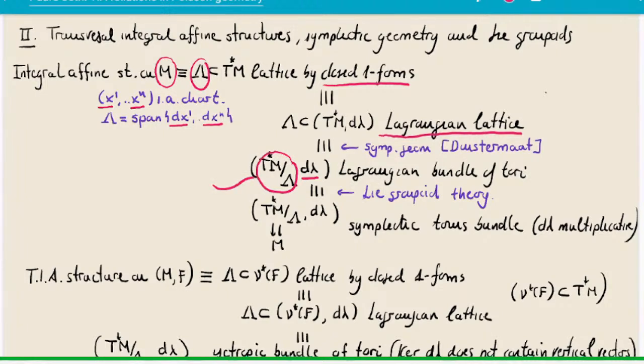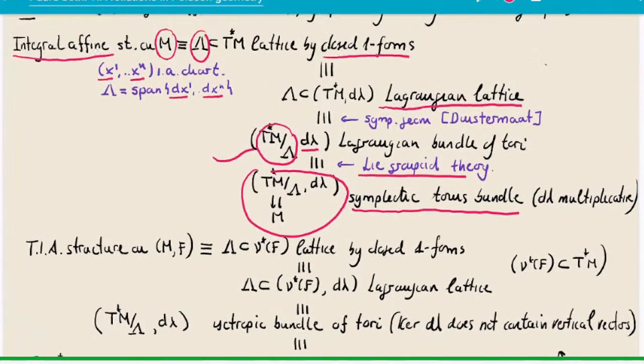All right. So what's the result? What's the end product that we get here? This quotient of the cotangent bundle by the lattice. Well, that's an object that is well known in Lie groupoid theory because that's a torus bundle. That's a Lie groupoid, and then it comes with a symplectic structure that is compatible with the multiplication of the Lie groupoid. It's what we call a multiplicative symplectic structure. So that symplectic torus bundle is an object of, if you want, symplectic Lie groupoid theory. So integral affine structures are encoded by data in symplectic Lie groupoid theory.